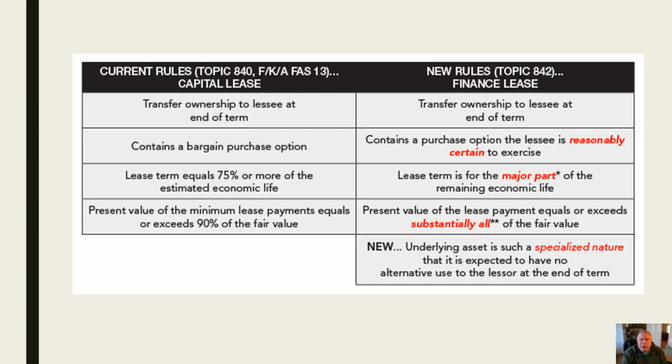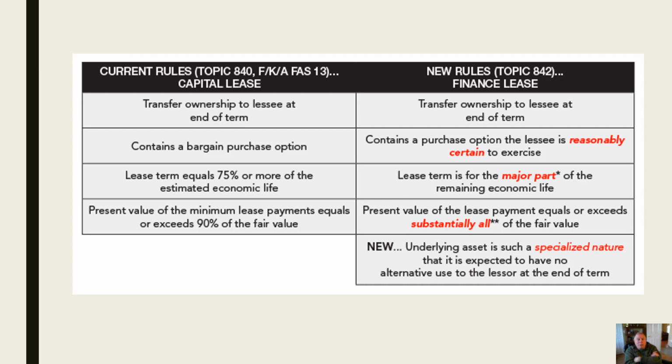Under current rules, Topic 840 and FAS 13, it's a capital lease if you transfer ownership to the lessee at the end of the term, contains a bargain purchase option, the lease term equals 75% or more of the estimated economic life, and the present value of the minimum lease payments equals or exceeds 90% of the fair value. Now, 75 and 90 are sort of the red lines that if you went over or under would make a difference.